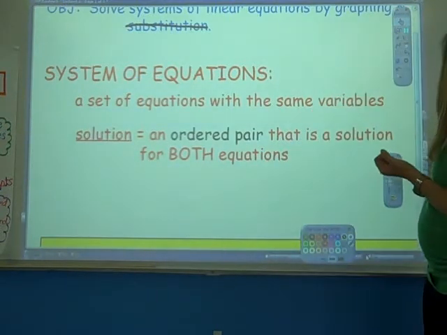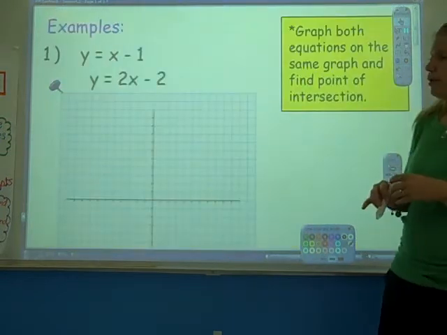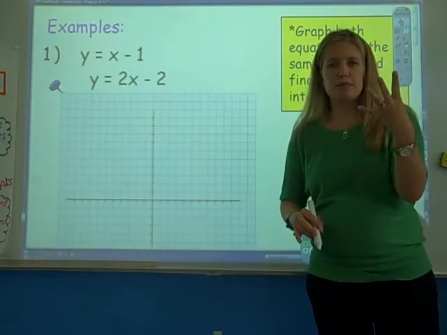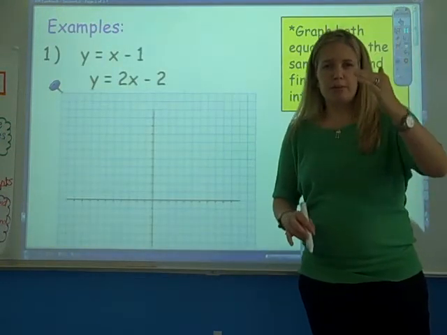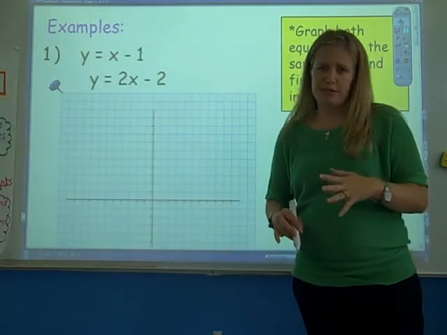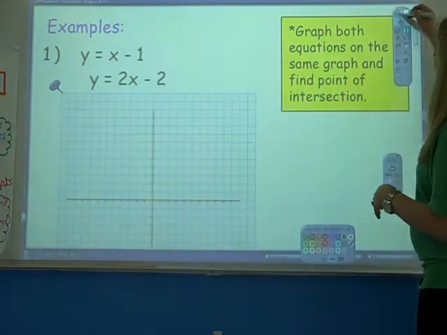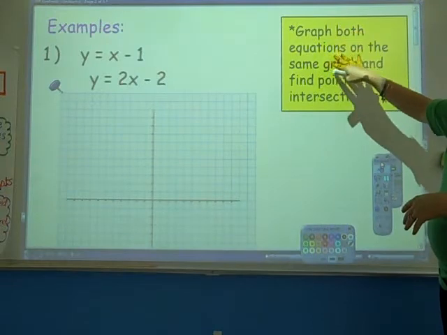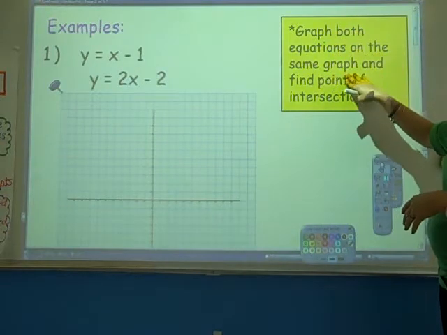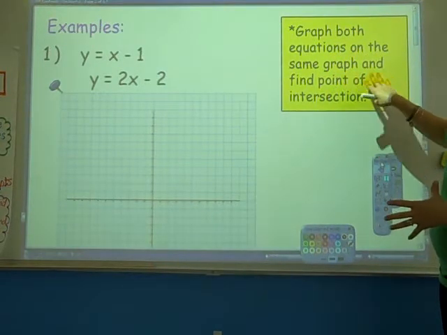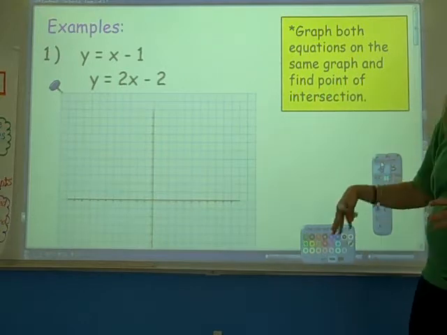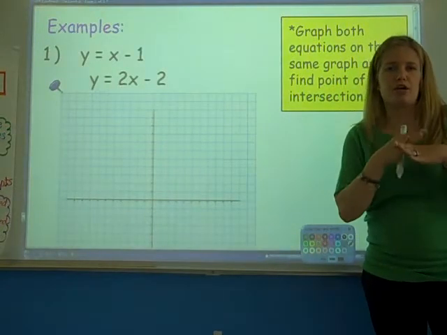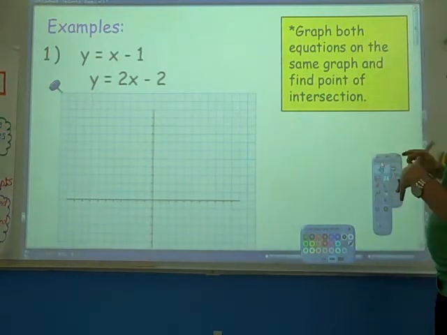Okay, so you're going to take out your graph paper. We're going to do 4 examples, and then at the very end, a little bit of notes, and then we're done. Graph both equations on the same graph. These are our steps. And find the point of intersection. Where they cross, that's their ordered pair, their solution that they have in common.